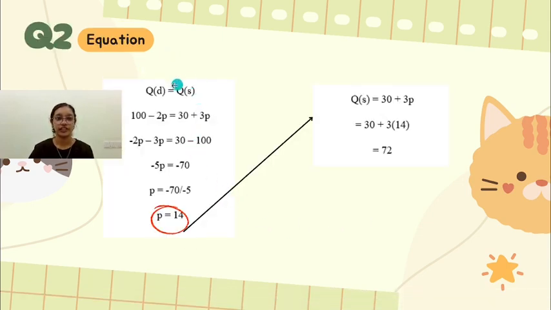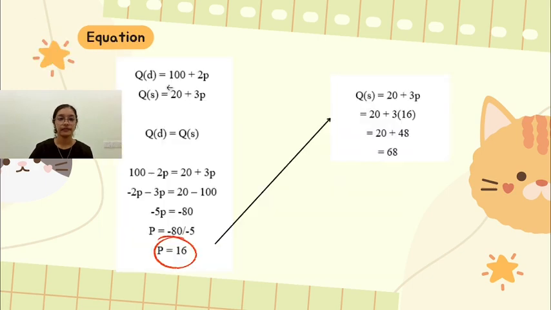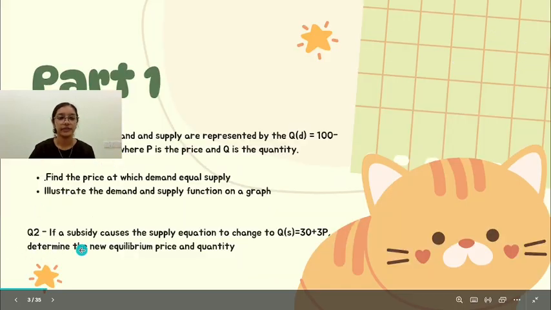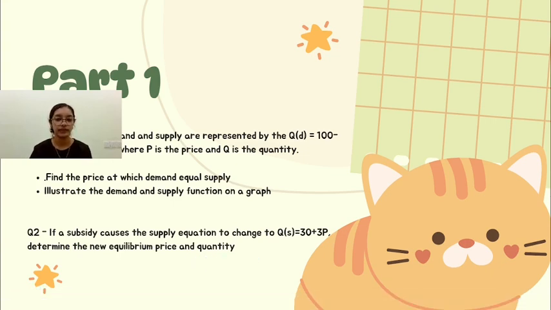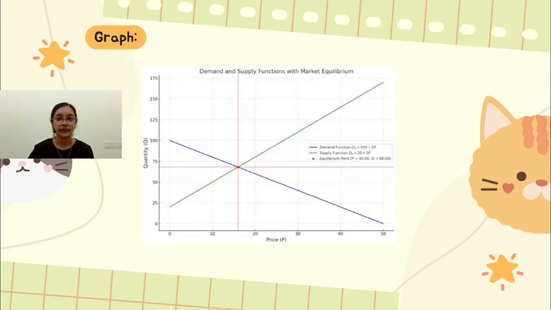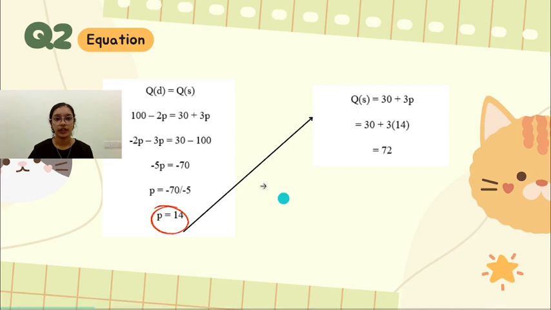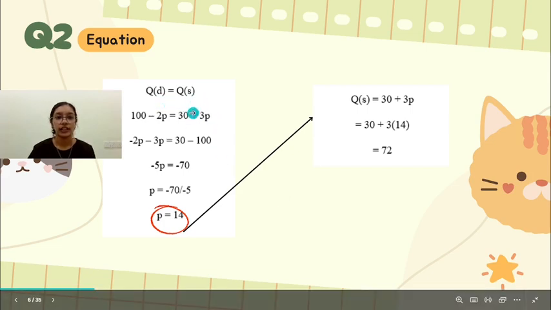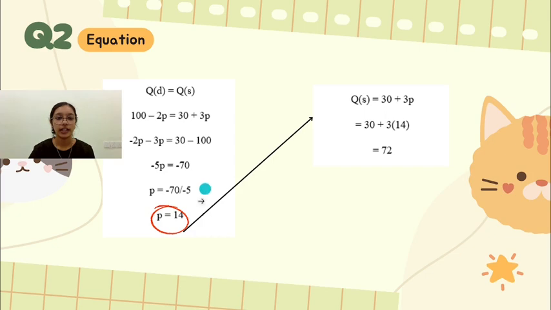For the second question, if a subsidy causes the supply equation to change to QS equals 30 plus 3P, determine the new equilibrium price and quantity. Using the same formula, QD equals QS, you put the new equation in here and then you get P as 14. Same as the first question, you put the P in the new equation to find Q, which is 72.